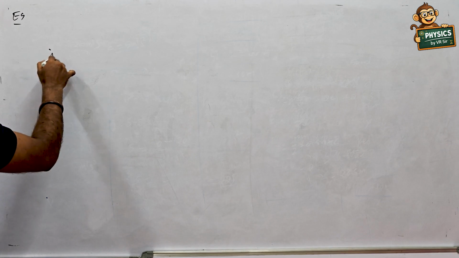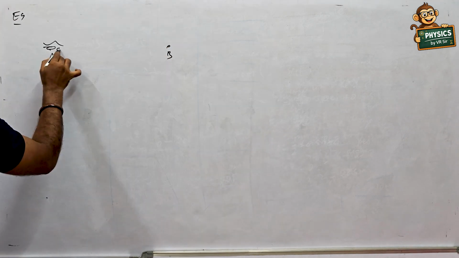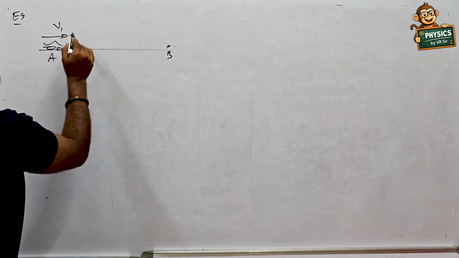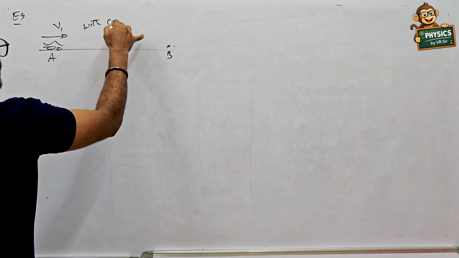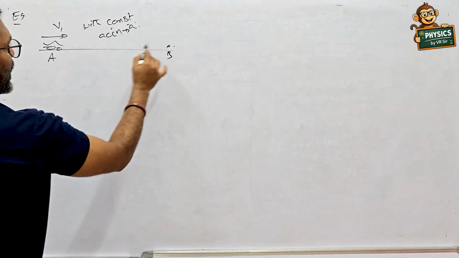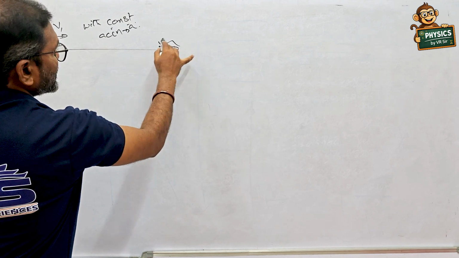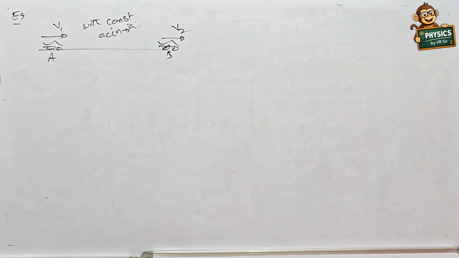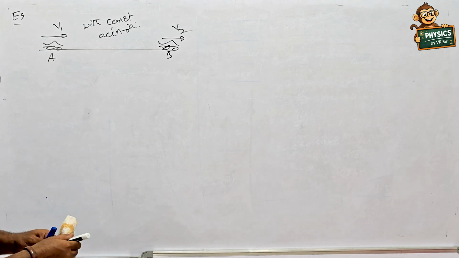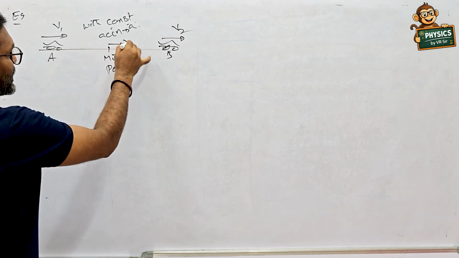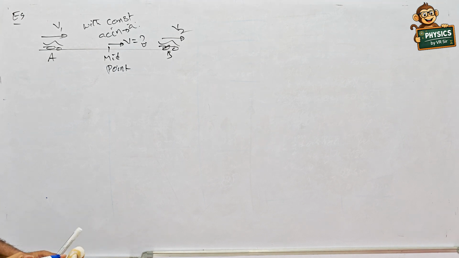Let's see. So this is a point A, this is a point B. The vehicle is moving with a speed V1 at point A with a constant acceleration a, and the moment it reaches point B, its velocity is V2. This is the information given. Now they are asking us exactly at the midpoint, what is the velocity? Hope the description is clear, right?